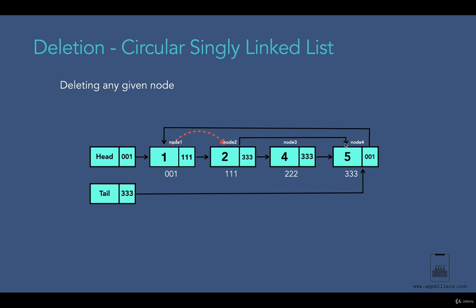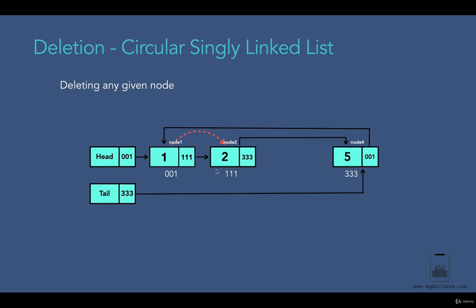Now when we are creating a link between node 2 and node 4, the link between node 2 and node 3 gets destroyed, and the link between node 3 and node 4 gets destroyed. Now as you can see, node 3 is not referenced by any node over here, so this means that the garbage collector will delete this node from the memory. Now with this, we have successfully deleted a node from any given location in case of circle single linked list.